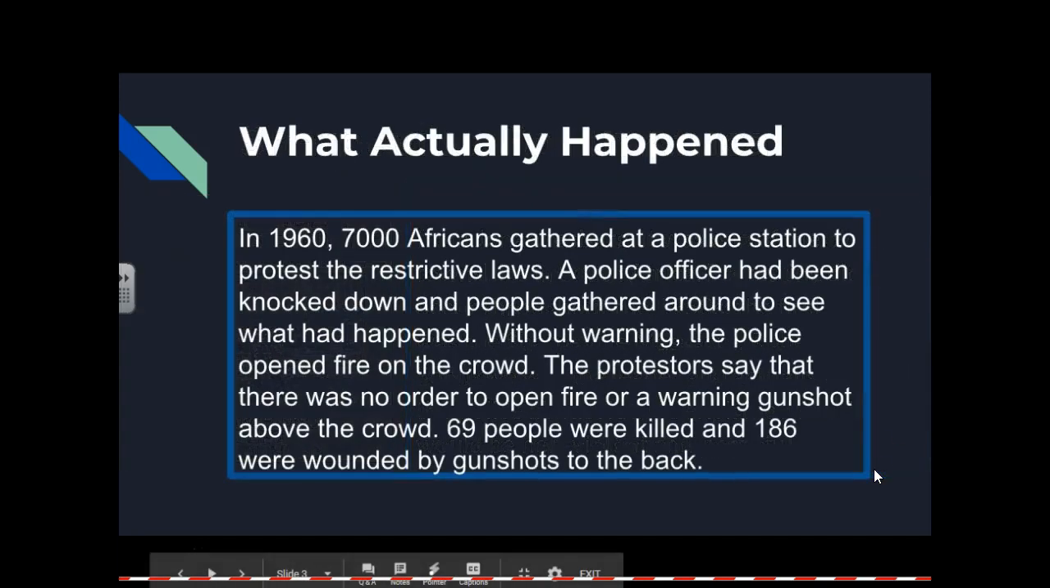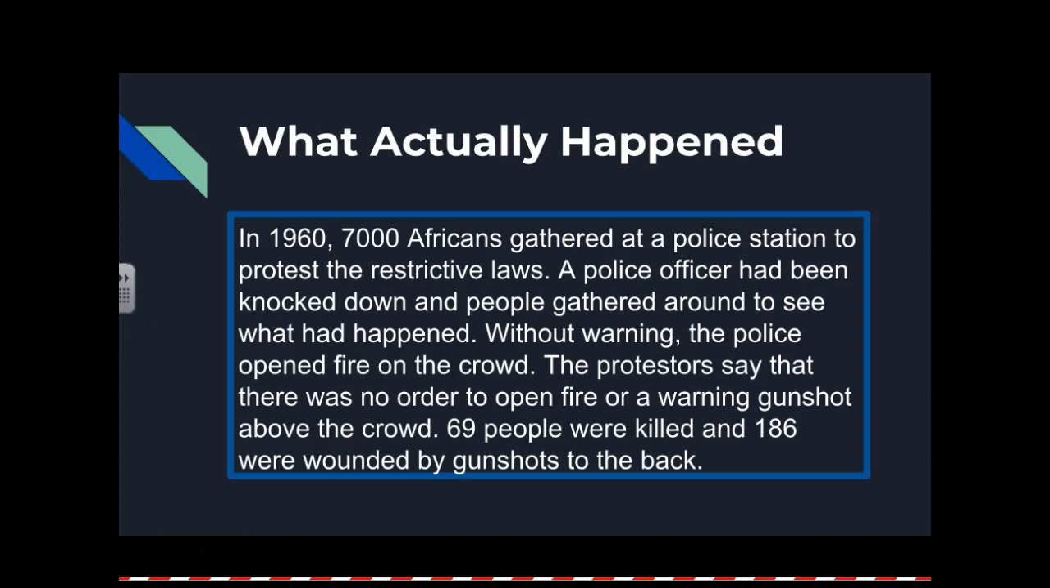So what really happened was about 7,000 Africans gathered around the police station, and somehow one of the 300 police officers got knocked down, so people gathered around to see, and then the police officers just opened fire out of nowhere, without any command or a warning shot above the crowd. 69 people were killed and 186 were wounded by gunshots. They were all running away.